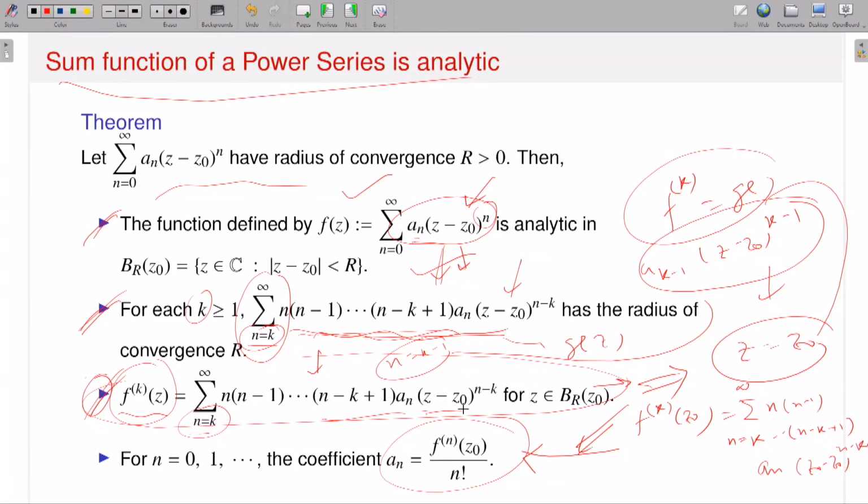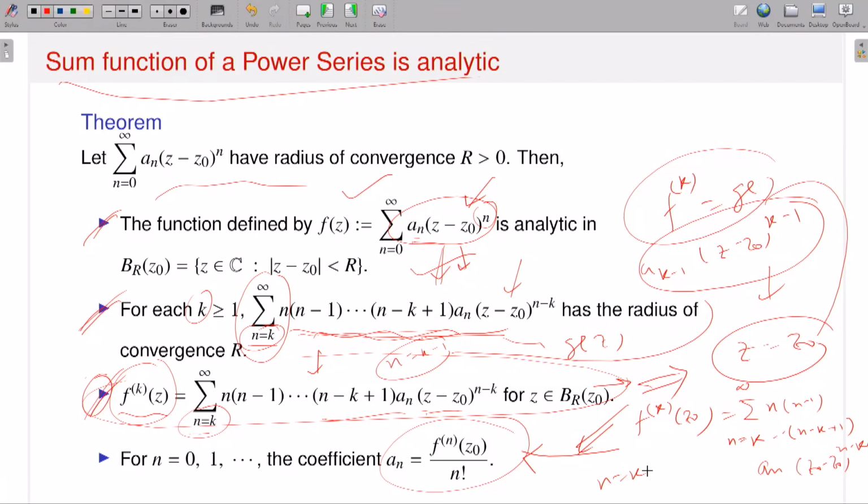But the moment I consider n equal to k plus 1, it will have at least one factor of z minus z naught. So if I evaluate f k at the point z naught, those terms will vanish. So there should not be any term starting from n equal to k plus 1 onwards, because if I start from n equal to k plus 1 or k plus 2, then at least one factor of z minus z naught survives, and if I evaluate f k at z naught, those terms give you 0. Therefore only the term n equal to k will remain.